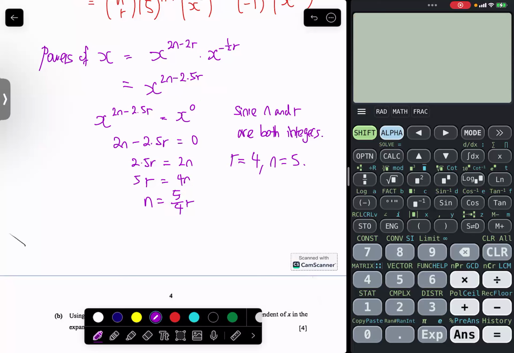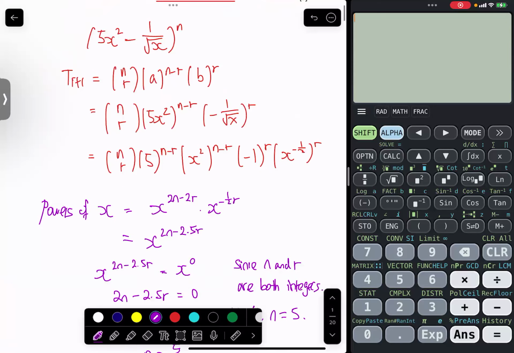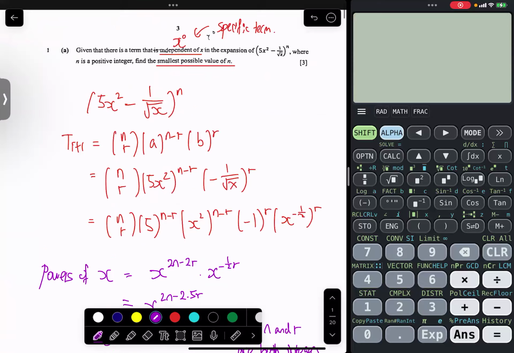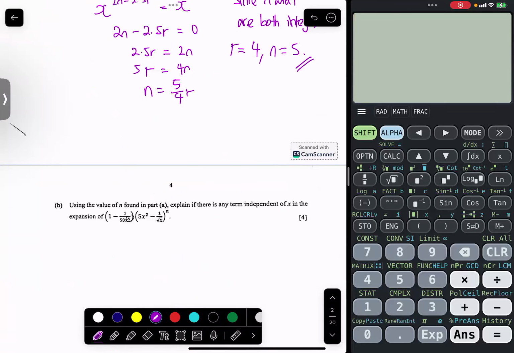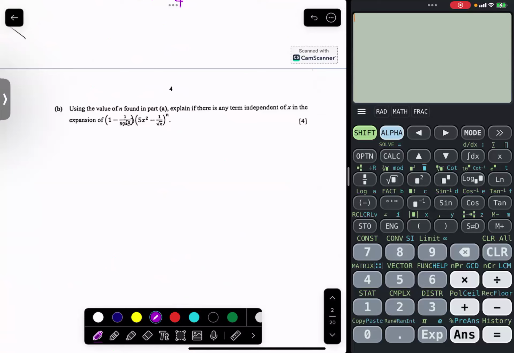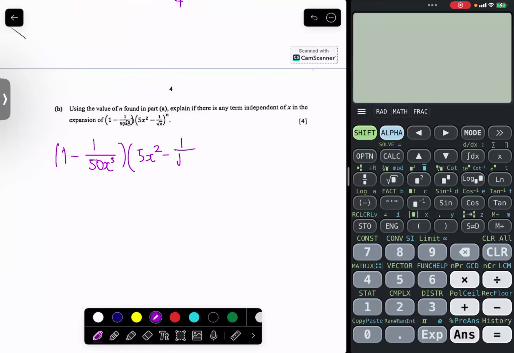Moving on, we will have the next question. Find the smallest value. So n equals 5, that's my answer. Using the value of n found in part A, explain if there is any term independent of x in the expansion of (1 minus 1 over 50x to the power of 5) multiplied by (5x squared minus 1 over root x) to the power of n. Since we are going to use n as 5, this is power 5.